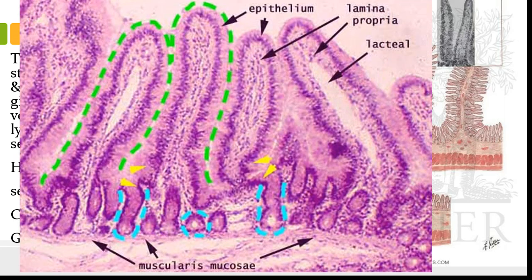Here's a microscope view of it. You can see right here the epithelium. This is the microvilli coming up, and all of the absorption can take place right in there. So it's epithelial tissue.